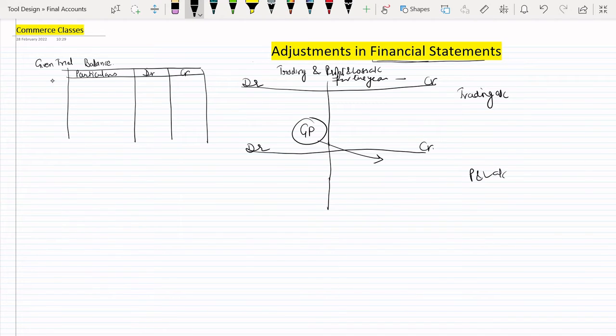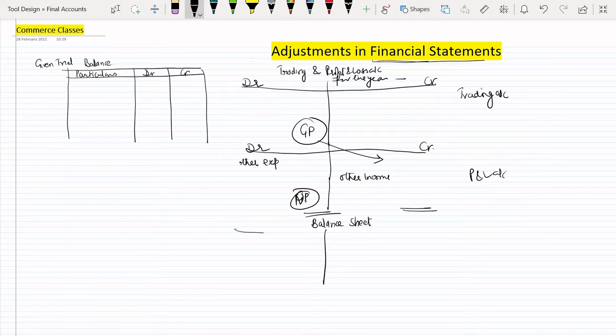Then you record other expenses and different incomes. I'm not going into the complete details. If you have any specific requirement regarding these statements, please watch my previous videos, wherein I have explained the formats along with the examples in detail. So we calculate net profit here. Now this net profit goes to the owner.